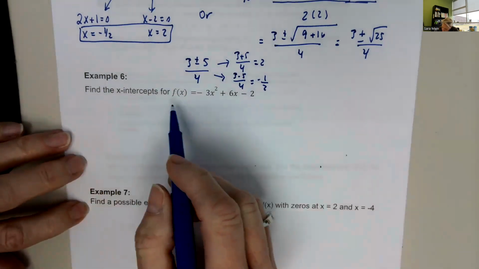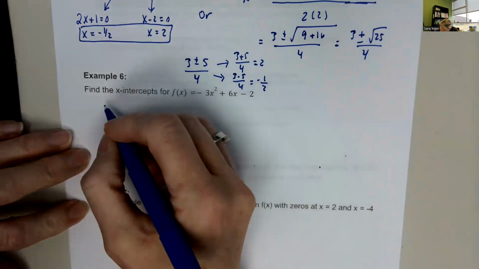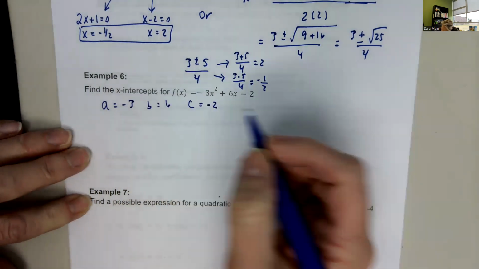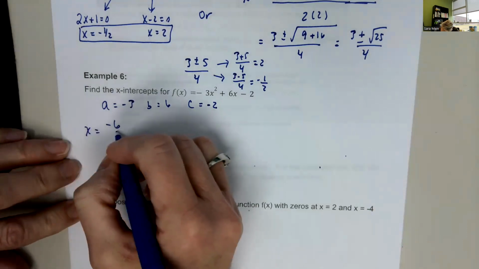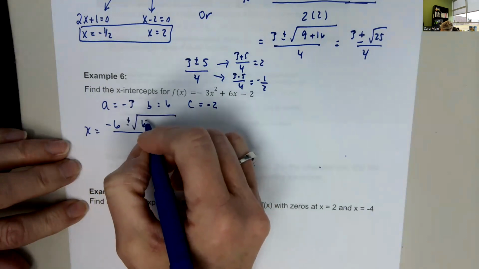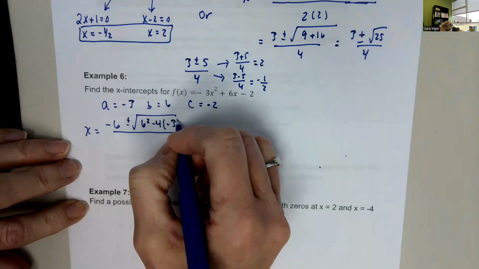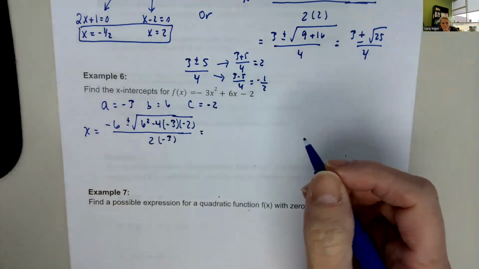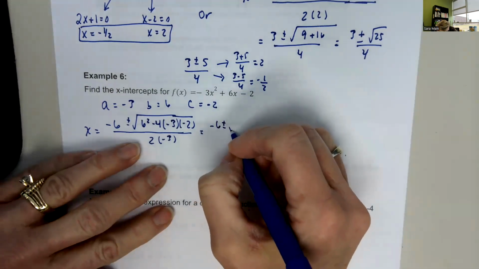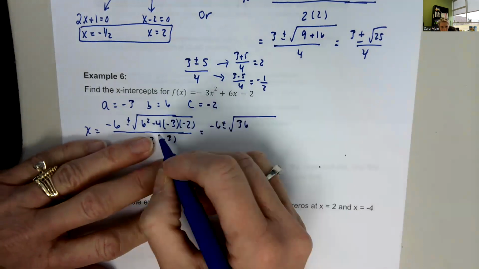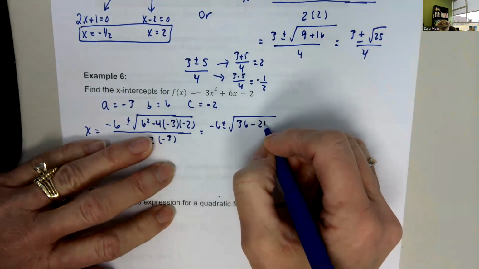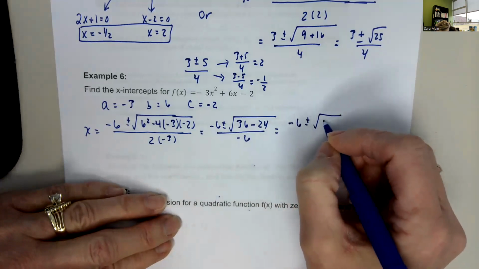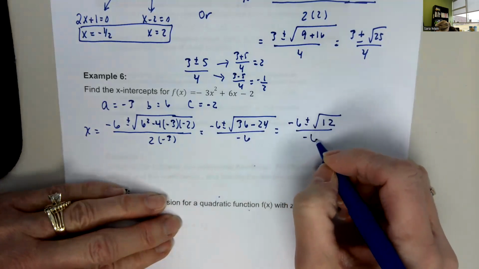So example 6 says, find the x-intercepts for the function. So let's go ahead and find them. I'm going to use a quadratic equation again. So a is negative 3, b is 6, and c is a negative 2. So the opposite of b plus or minus the square root of b squared minus 4 times a times c, all over 2a. So we have a negative 6 plus or minus the square root of 36. Negative, negative, negative is subtracting 24, all over a negative 6. So a negative 6 plus or minus the square root of 12 over a negative 6.